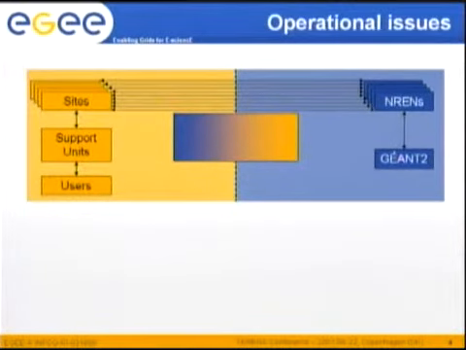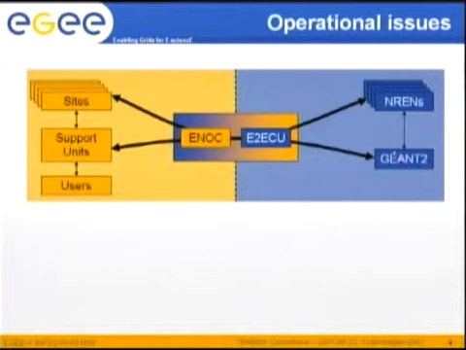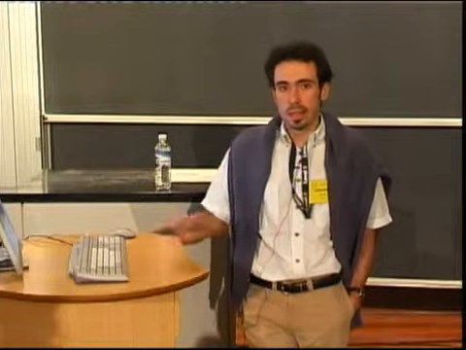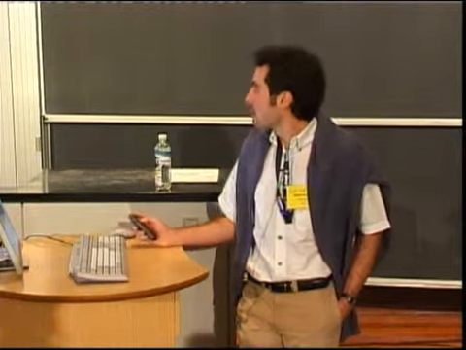So the idea is trying to concentrate this flow of operational information in one place, and also trying to involve GN2, which was not in the previous case, as a pan-European network. It doesn't have direct relationship with the sites. And also trying to involve your particular support units, which are not in direct relations with NRENs. And what we are trying to create is two entities. So the ENOC, I would call it the Project Network Operations Center, because I want to be more general, more generic than only for LCG. And GN2 on its side has created the end-to-end coordination unit.